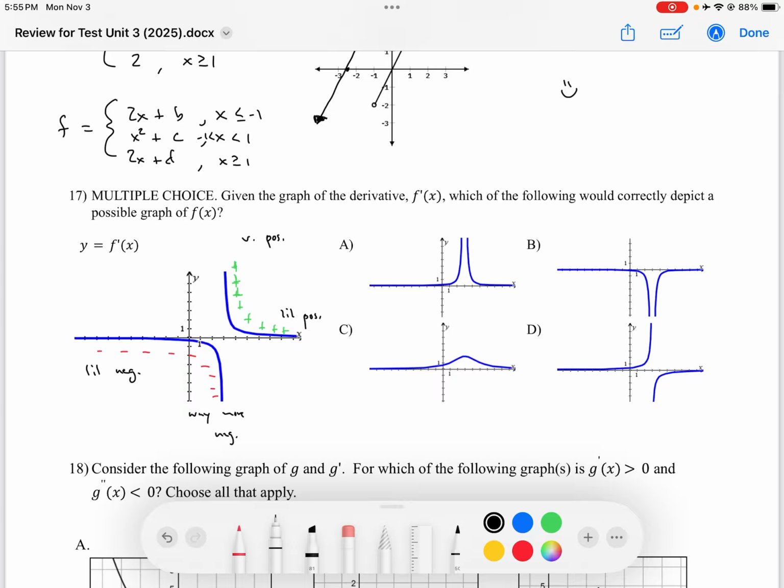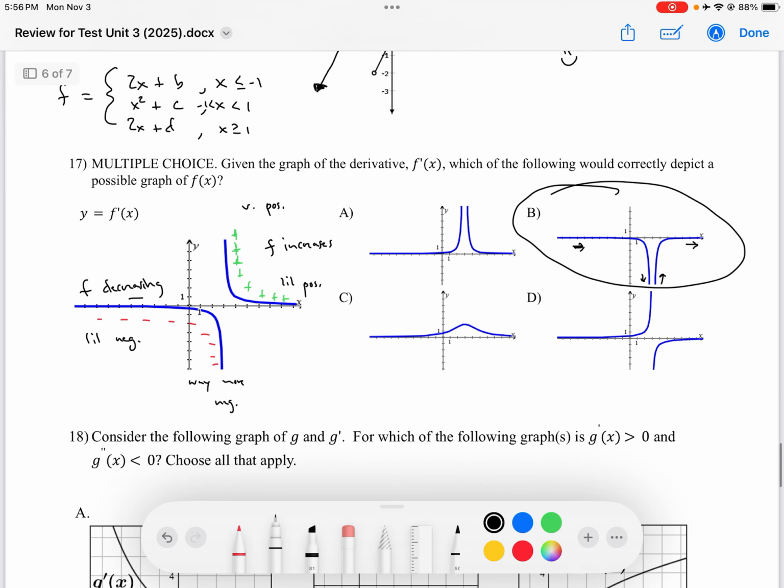On this part, the function should be increasing because the derivative is positive, and over here, f should be decreasing. So I'm not even going to look at the graphs until I do that. It decreases not very much and then a ton, and then it increases a ton and then not very much. So that looks like this. Decreases a little bit here, decreases a ton here, increases a ton here, increases a little bit here. So that looks like it would be B.